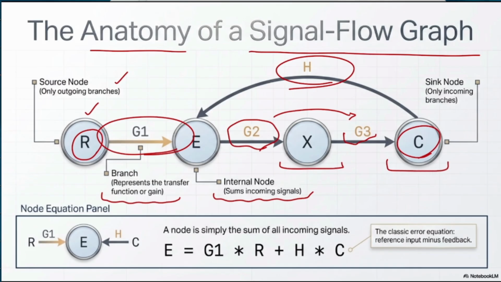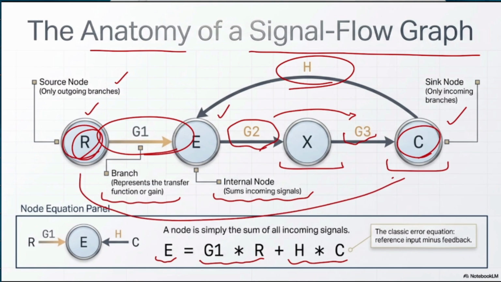If I would like to find the relationship between input and output, I can simplify it to E, which is very important for our internal node because it contains a feedback loop: G1 times R plus H times C itself. So this is a very classic way. By finding E, you can write down C based on E, and write down E based on R, and find the relationship between input and output. Right now it's not that complicated because you only have one path, which we call a forward path, and only one feedback loop.